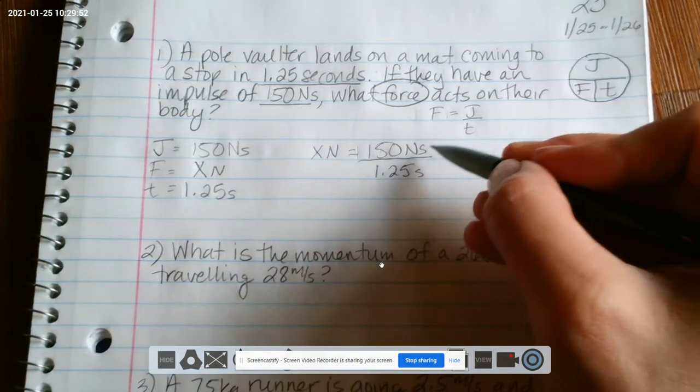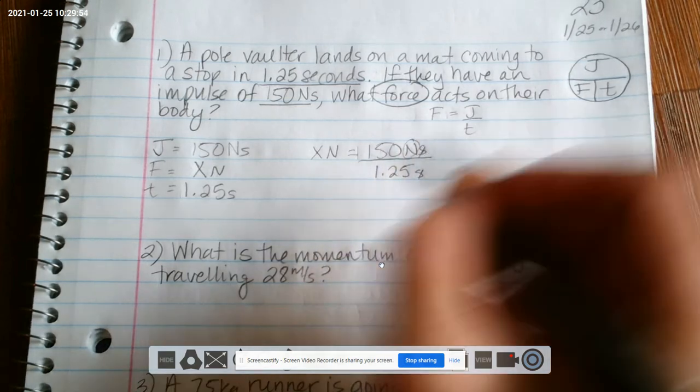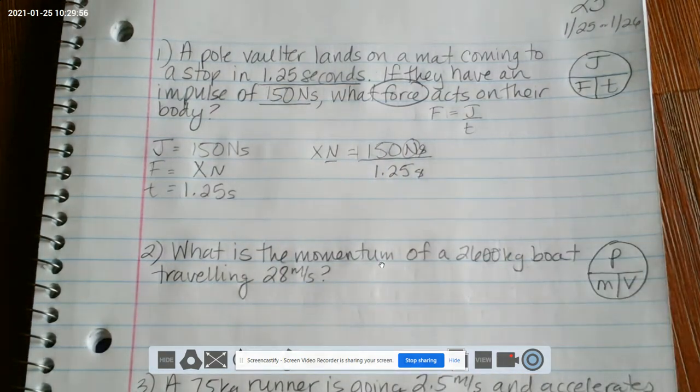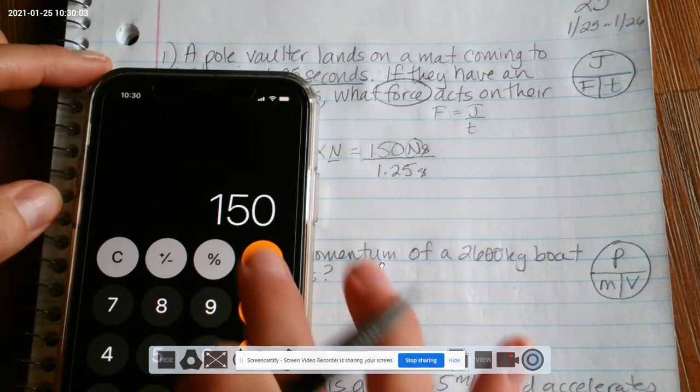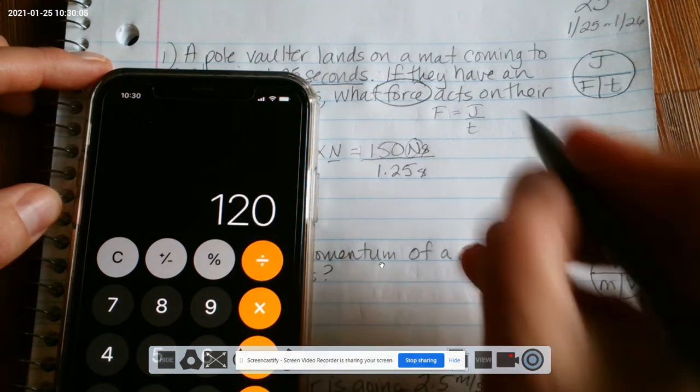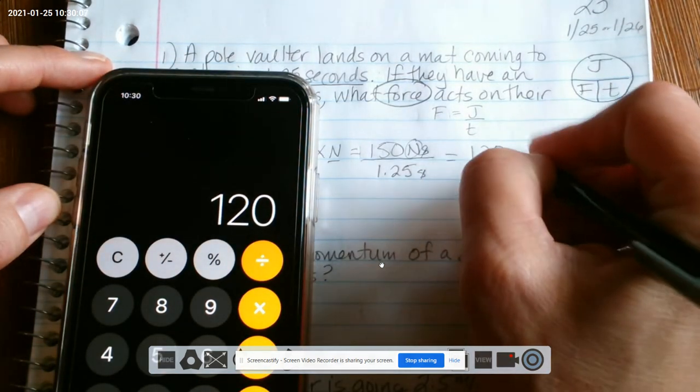The seconds cancel. I'm left with a Newton. That's what I need. So now I just plug it into my calculator. So I'm going to get 150 divided by 1.25, and that gives me 120 newtons of force.